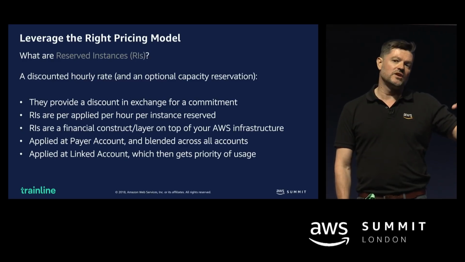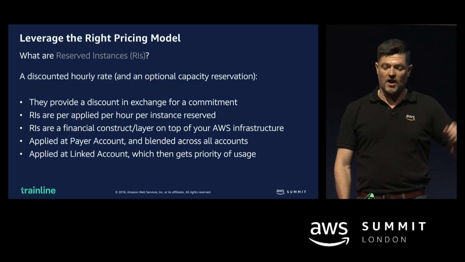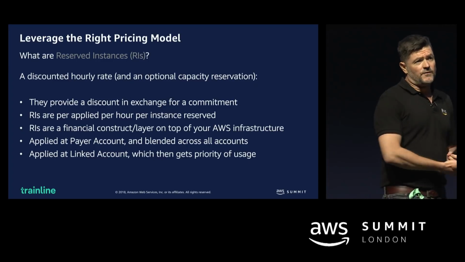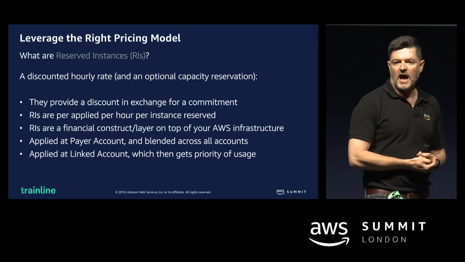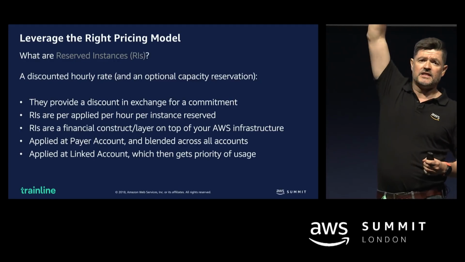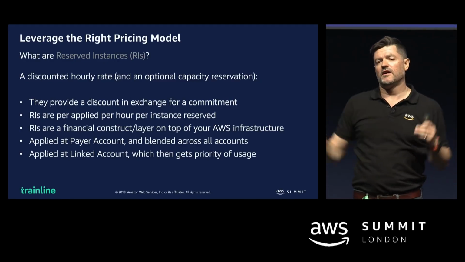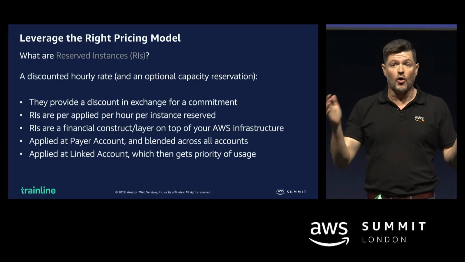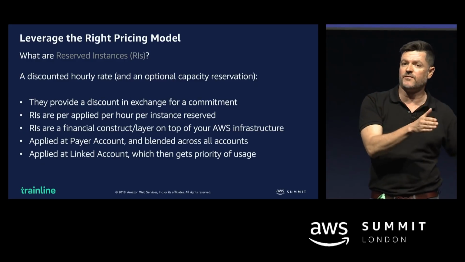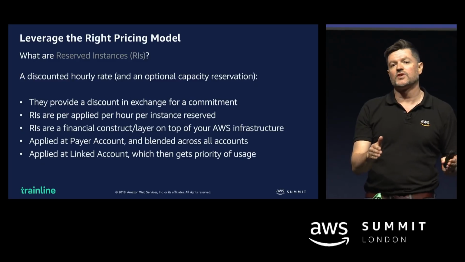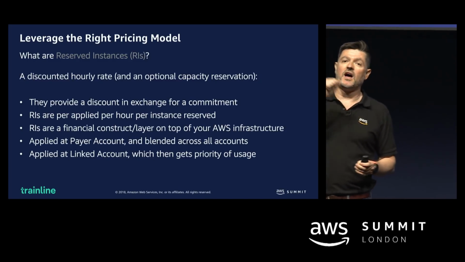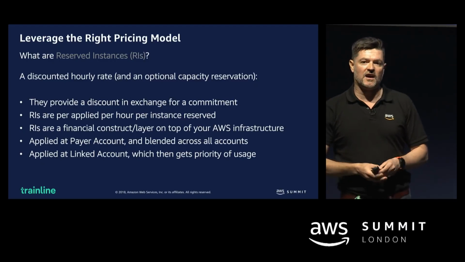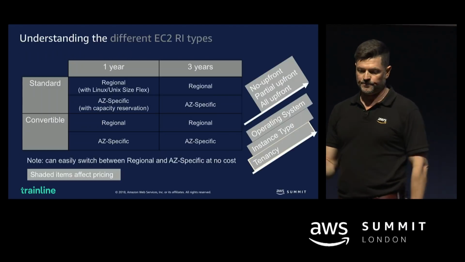Now the thing is, as your instances are stopping and starting, they can make use of the RIs. It's, for lack of a better word, a financial construct on top of your AWS infrastructure. You can apply it at the payer account, and we can blend the costs across all your linked accounts. Or if you've got a development team that's running a specific project, and you know they're going to have infrastructure on for a year, and they're going to require it all the time, you can actually apply those RIs at that linked account, and they will only get the benefit of it.